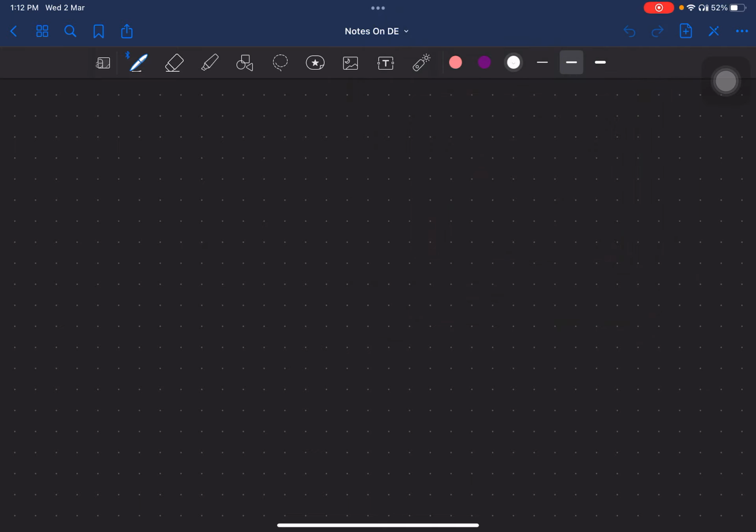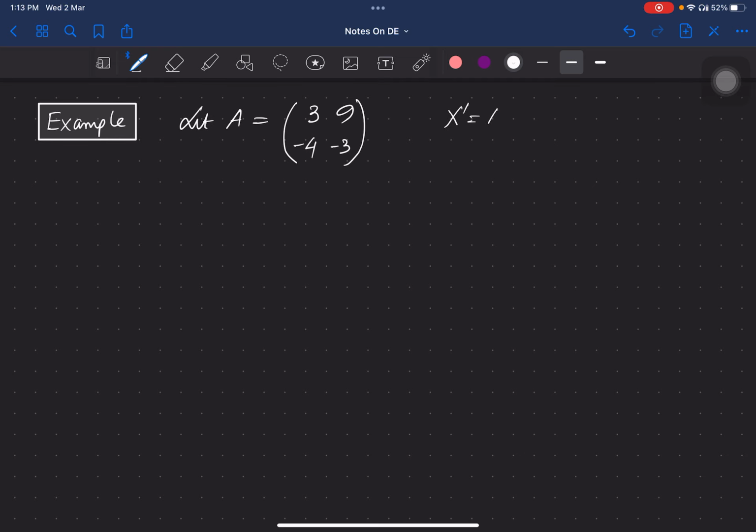So let us first take the example where the eigenvalues are complex conjugate. So let A equal to [3, 9; -4, -3], and the system looks like x prime equal to Ax, where x equals (x1, x2). So this is fine. Now let us find the eigenvalues of the matrix A.